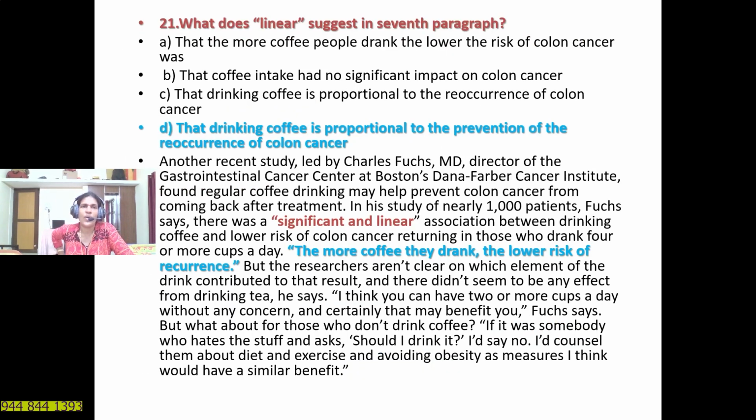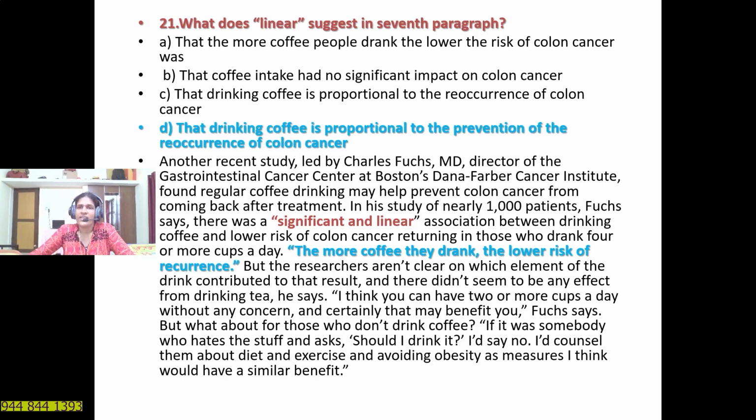Question number 21. What does linear suggest in the 7th paragraph? Linear. So Father has clearly explained this when he dealt with lexical questions. He has clearly told about this question there. So please go back to Father's video and watch. You will definitely understand. What does linear suggest?